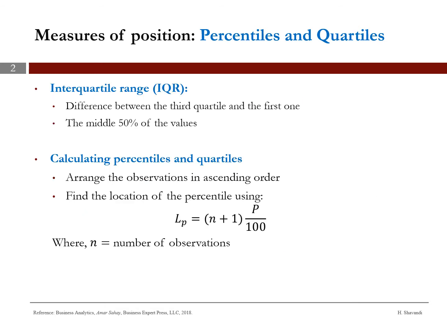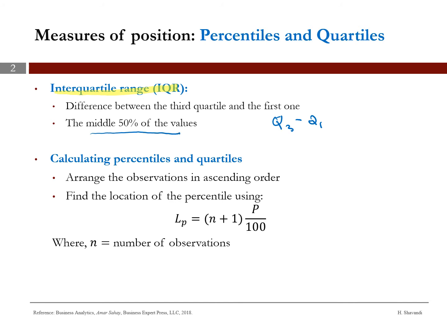After having the quartiles, a measure can be defined here as the interquartile range, IQR, which is the difference between the third quartile and the first one. So it would be Q3 minus Q1. So this includes the middle 50% of the values.